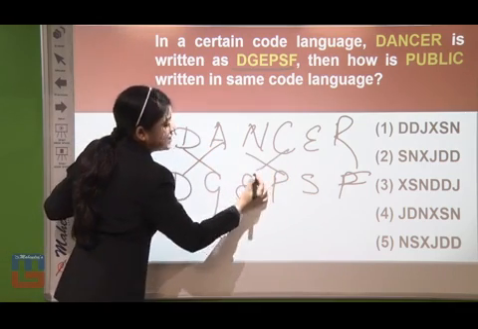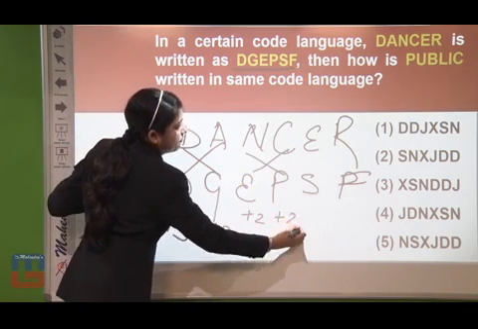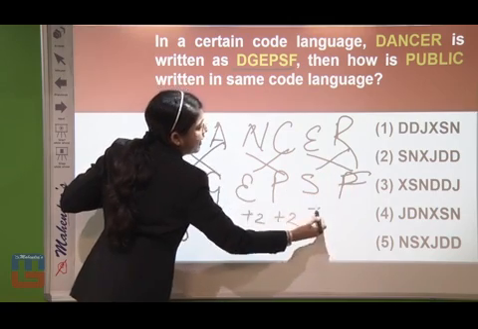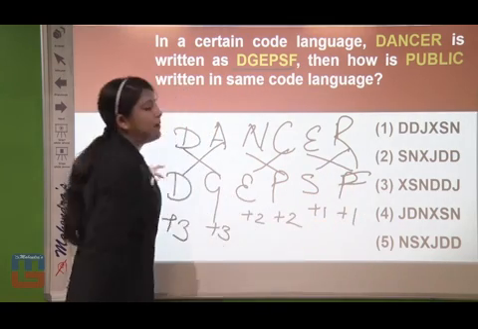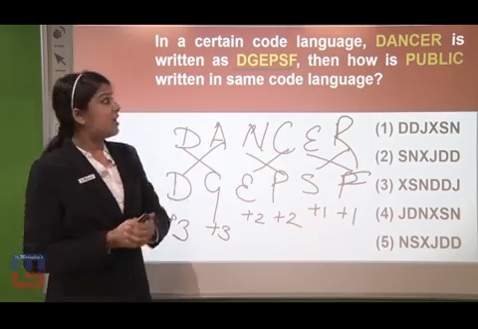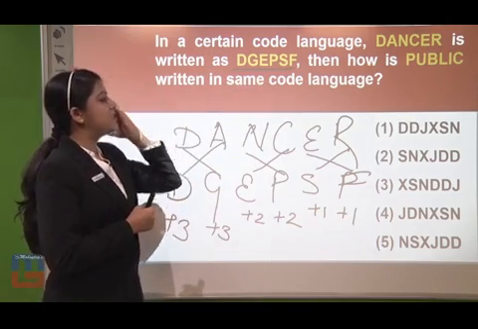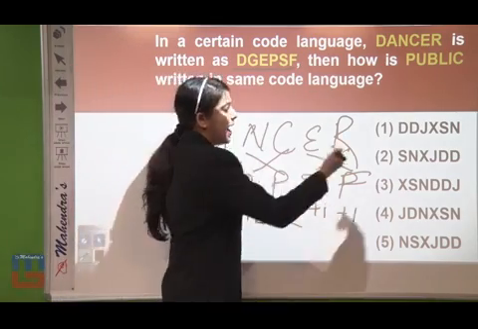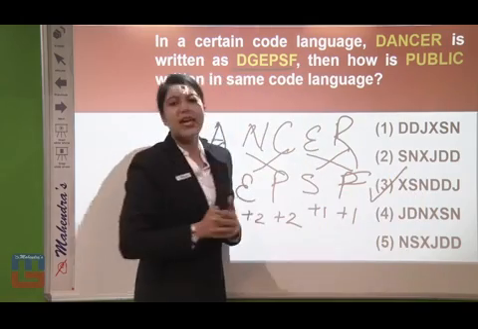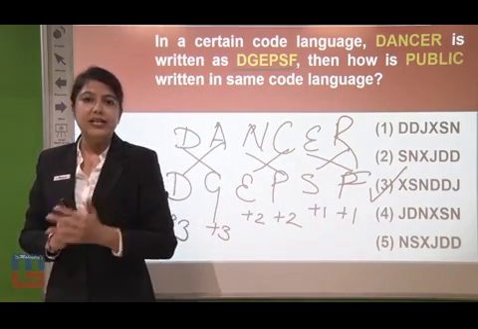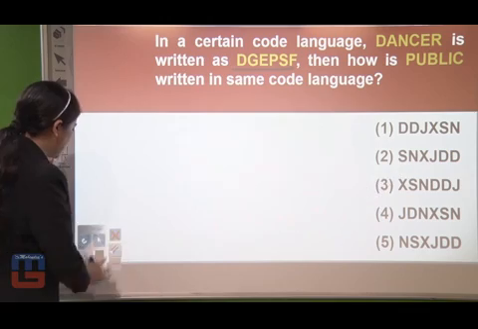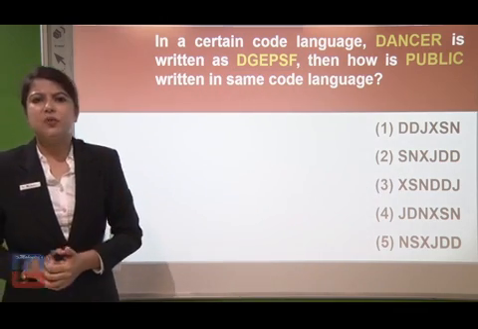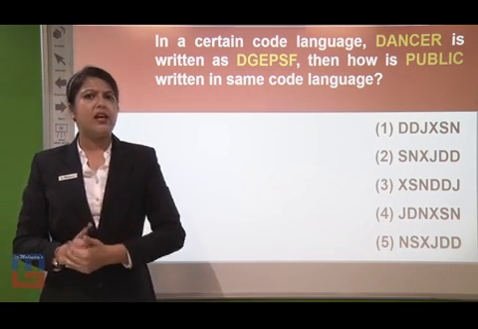N and P, C and E, these are the relations for +2. E and F, R and S, these are the relations with plus 1. So coming to the next word public, for which we have to find out the code. The answer will be option number 3, XSNDDJ. Just solve these questions with me so that you can get clear with your doubts.